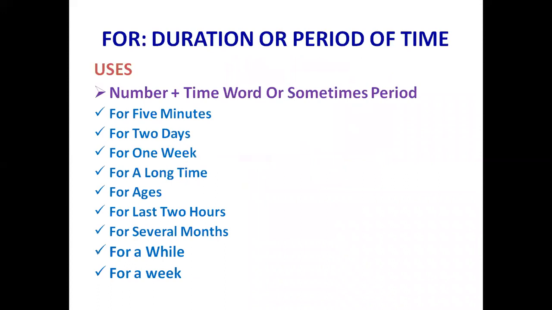Let's begin. First of all, we will cover for. See the heading, the definition in a very short form is written. It says duration or period of time. When we see the time shows duration or period, then we put for before that given time.